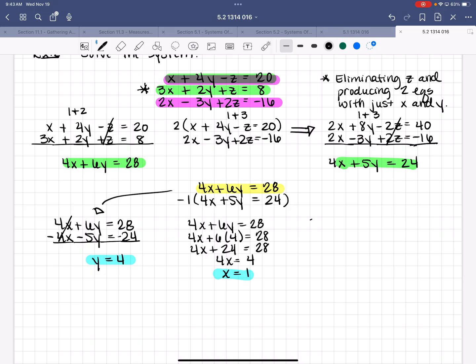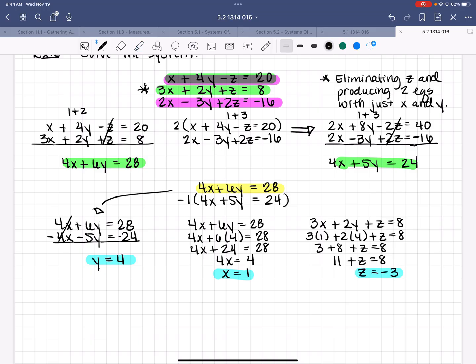Okay, so I'm going to take x equals 1 and y equals 4, and I'm going to put it back into 3x plus 2y plus z equals 8. So that gives me 3 times 1 plus 2 times 4 plus z equals 8. That gives me 3 plus 8 plus z equals 8. That gives me 11 plus z equals 8. That gives me z equals -3.